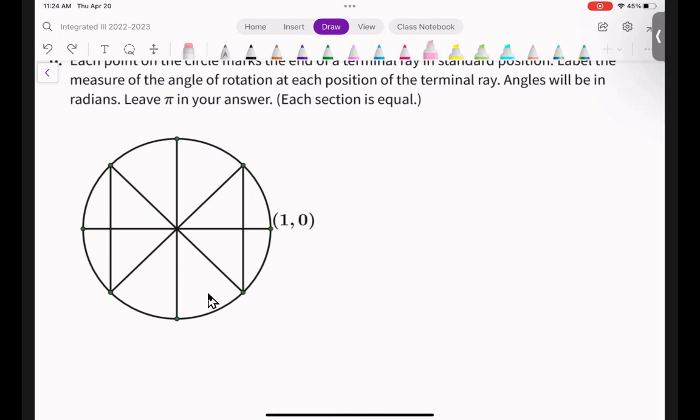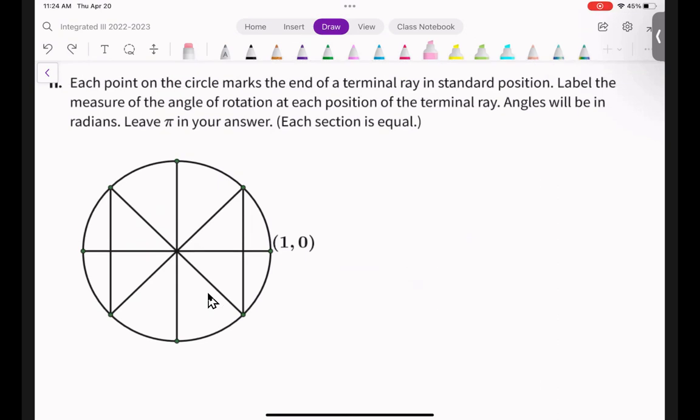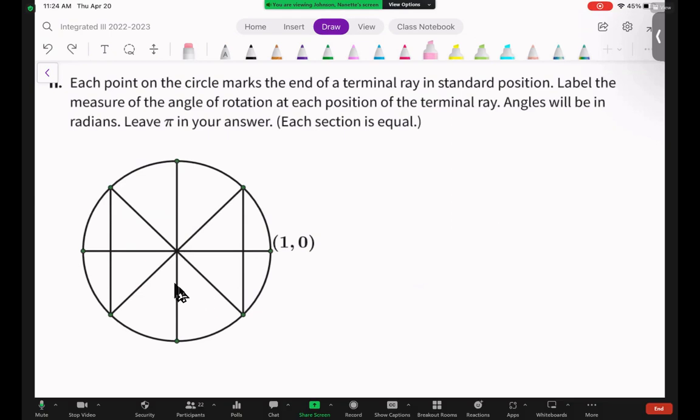The angles will be in radians. Leave your answers in terms of pi. Okay, so some of you already know how to do this. There's a lot of lines here. If you can, try to ignore some of them so that it doesn't make it so busy.